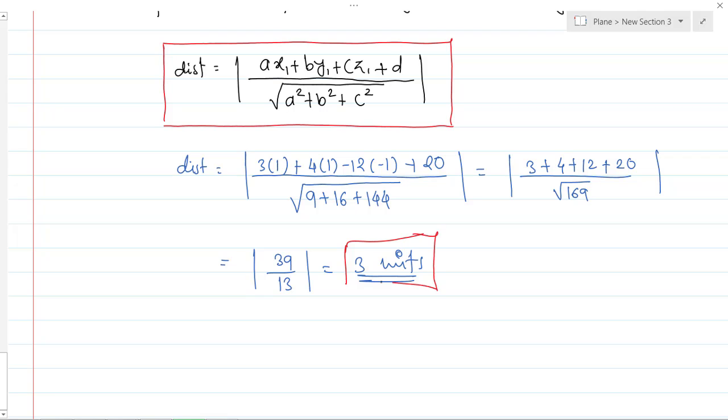So with this we can solve these types of questions: how to get the distance of a point from the plane, and all the equations we can use. With this we have completed exercise 6.4. It was a very small exercise. From the next class we will be solving all the questions from the miscellaneous exercise, so please do not miss that video. Okay, thank you.